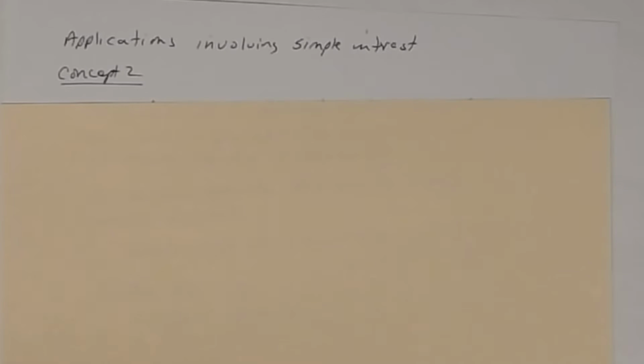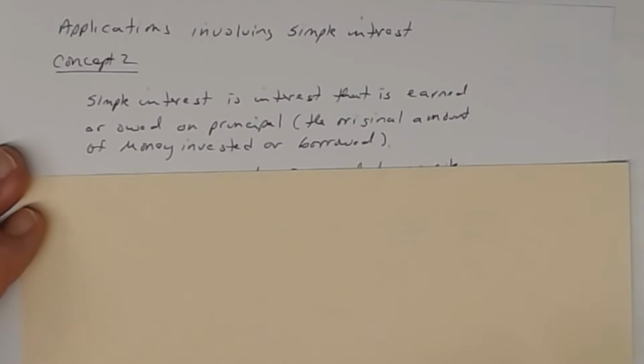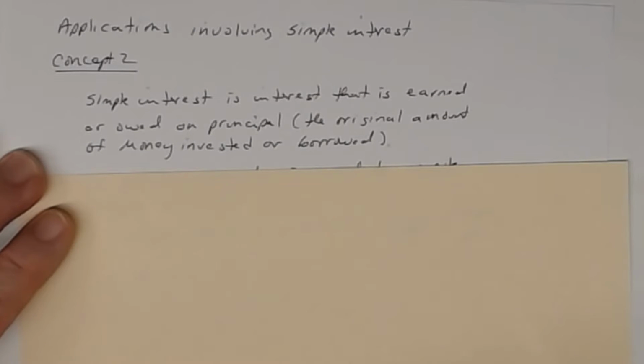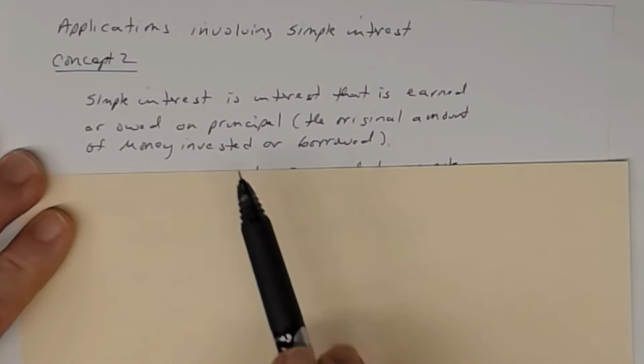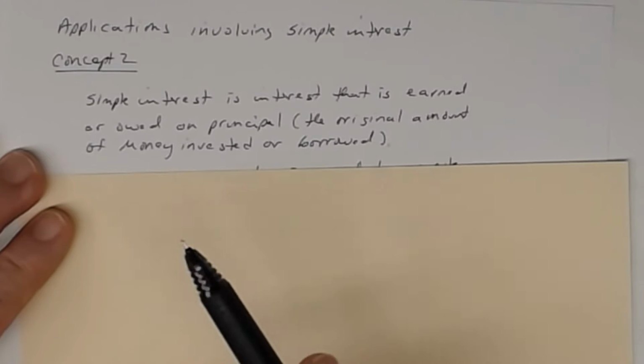All right, so now we can look at applications involving simple interest. This is concept 2 of that section on percents. Let's remind ourselves about simple interest. Simple interest is interest that is earned or owed on principal. And remember, principal is the original amount of money invested or borrowed.